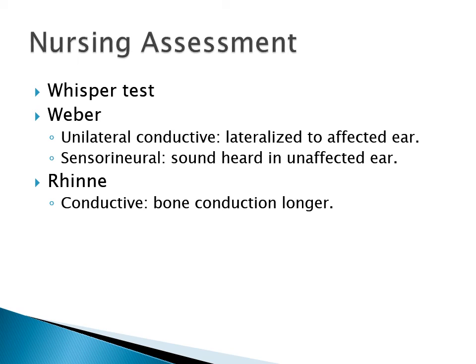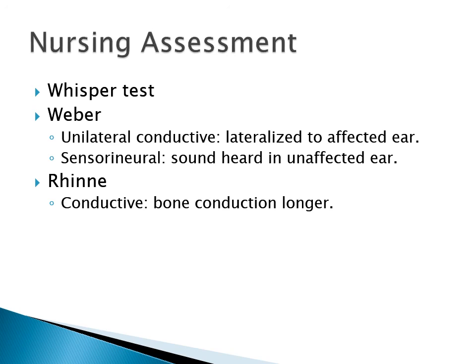The Weber test is where you strike a tuning fork, you place it on the top of their head on the bone, and you ask them if they can hear or feel that vibration equally in both ears. And that is what you want. That's a normal test result. If it is lateralized or they hear it more on the affected ear, it's a conductive hearing loss. If they hear the sound better in the unaffected ear, then it is a sensory neuro loss. So you may be asking, well, how do I know if it's an affected or an unaffected ear? Which is a great question.